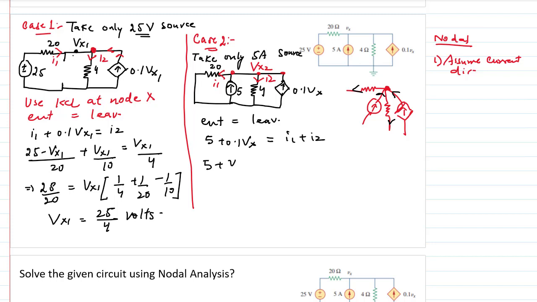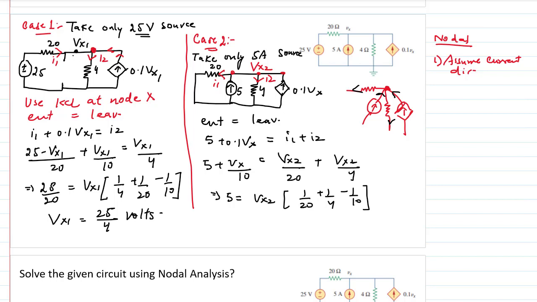Again you can solve this. You will get 5 plus Vx by 10 is equal to, now what is I1? This is Vx2 and this is the reference. So you can write simply Vx2 upon 20 plus I1, which is Vx2 upon 4. Again you can solve this. You will get 5 equal to Vx2 times (1 by 20 plus 1 by 4 minus 1 by 10). Once you solve this, you'll get Vx2 equal to 25 volts.